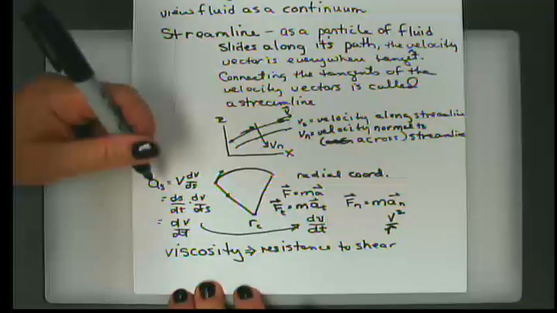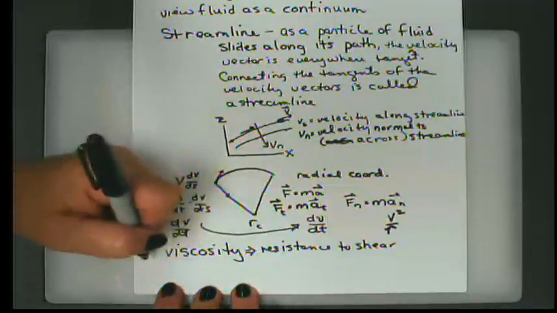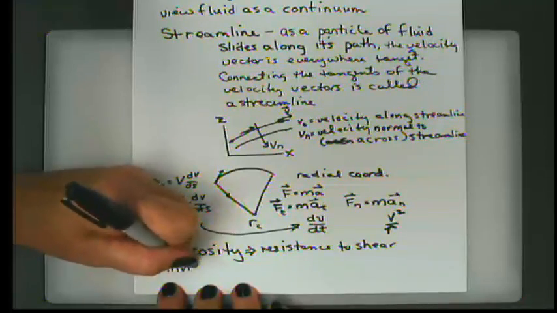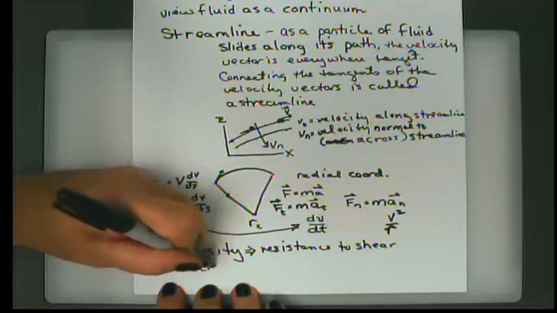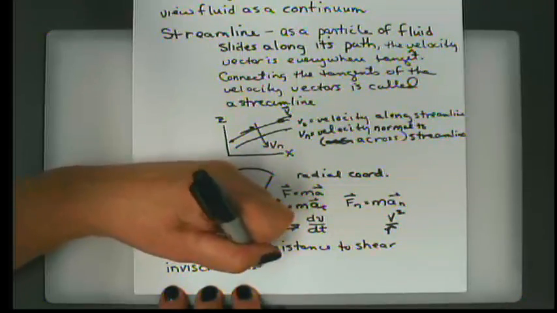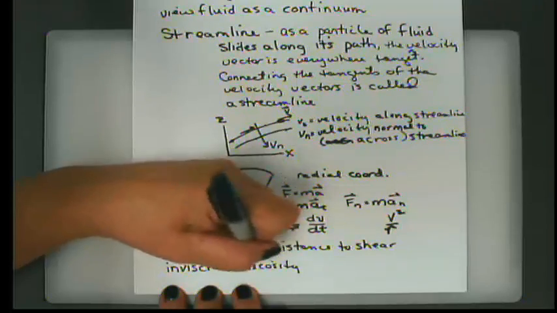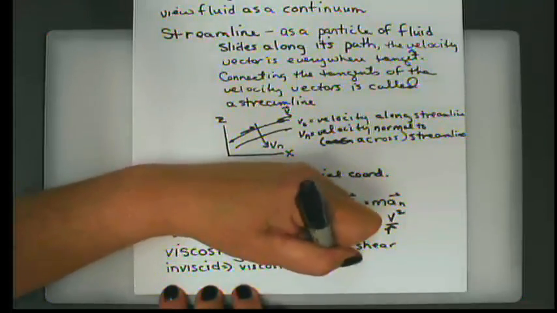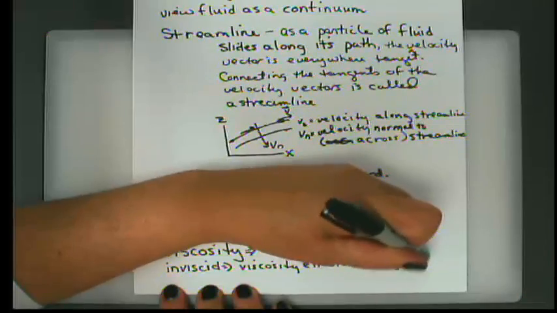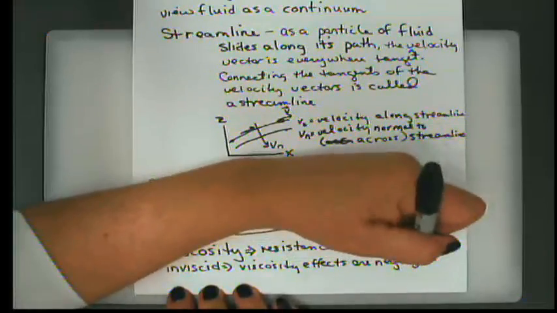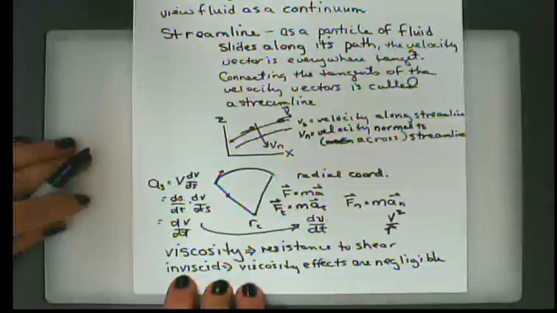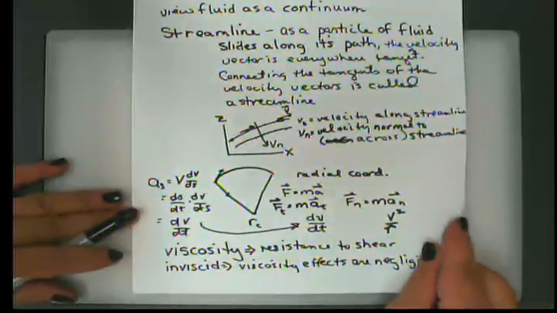However, there are places in the fluid where the viscosity effects become negligible, and that is referred to as inviscid, meaning viscosity effects are negligible. So it turns out that there are places in a fluid flow where the viscous effects need to be taken into account and places where they do not need to be taken into account.